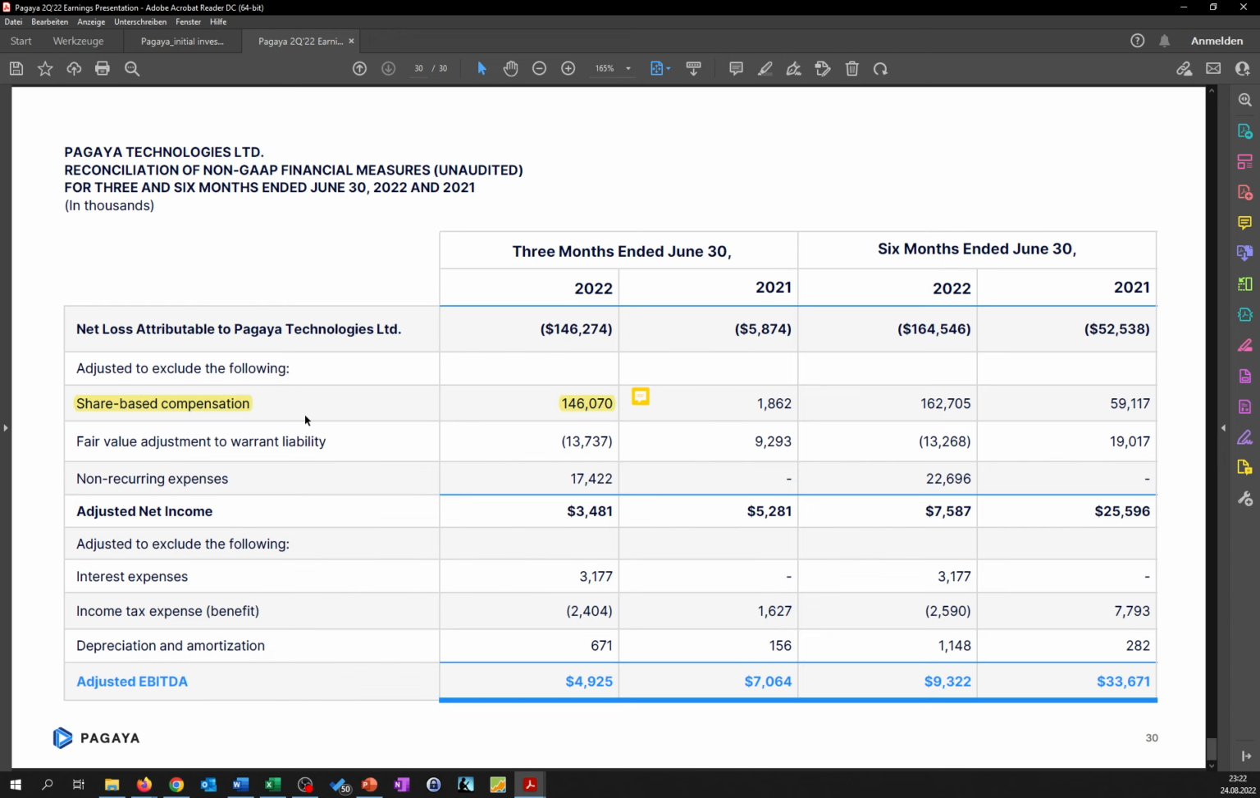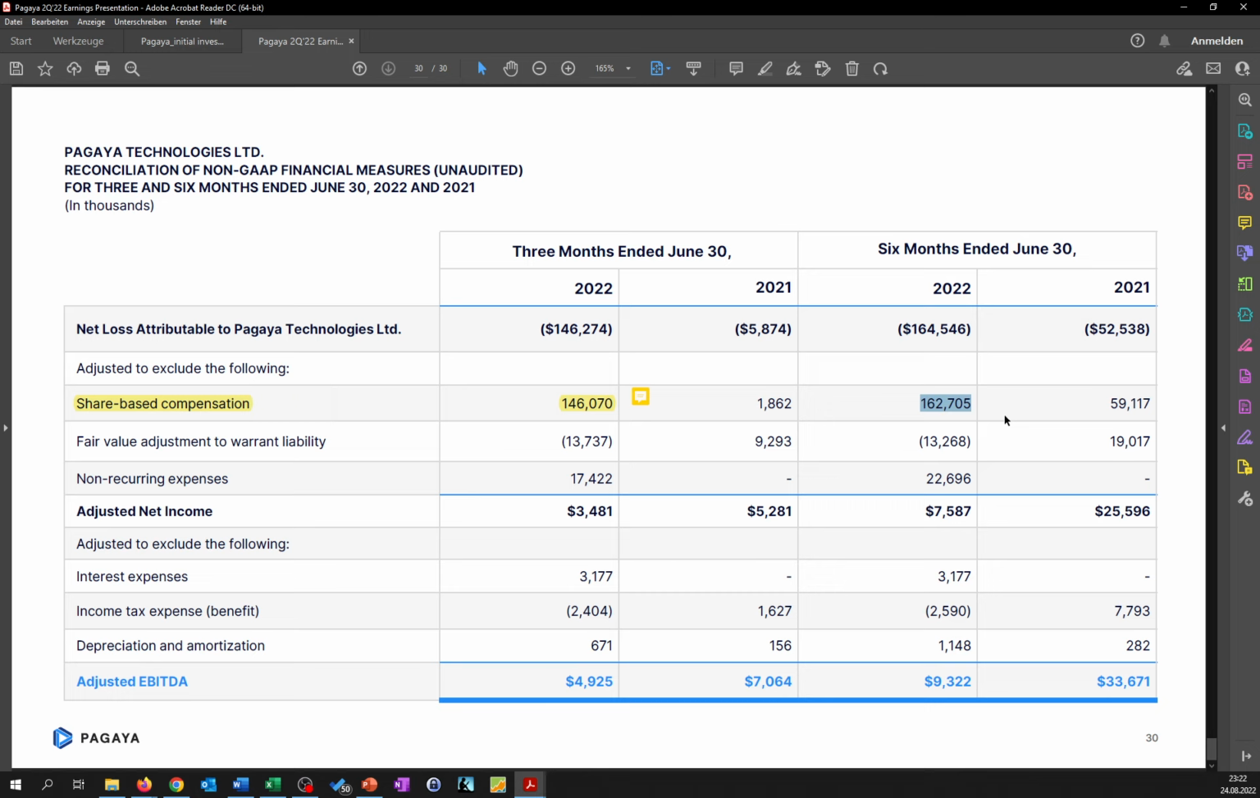Let's have a little bit of a deeper look at the share-based compensation. As you can see over here, for the 6 months or the first half of 2022, there has been around 163 million of share-based compensation, and most of it has been in the second quarter. So it has been only 16.7 million of share-based compensation in the first quarter, and something to keep an eye on, because this is almost 80% of the revenue for the quarter.